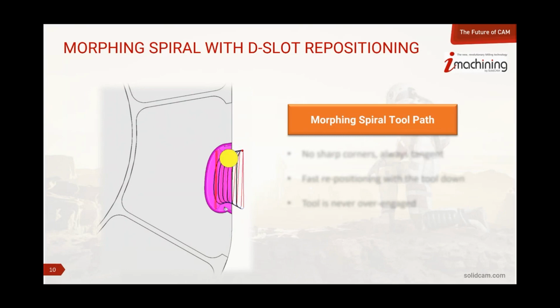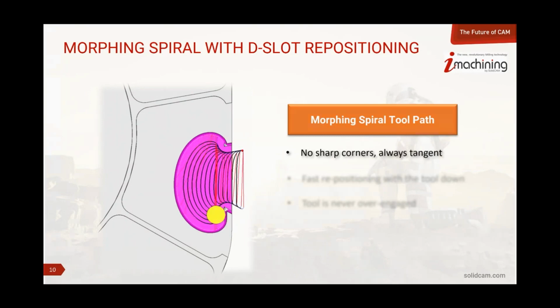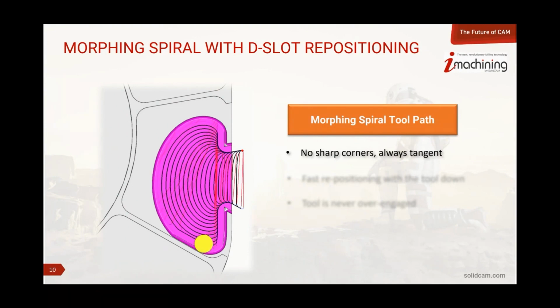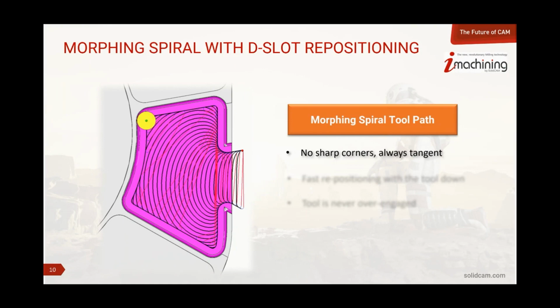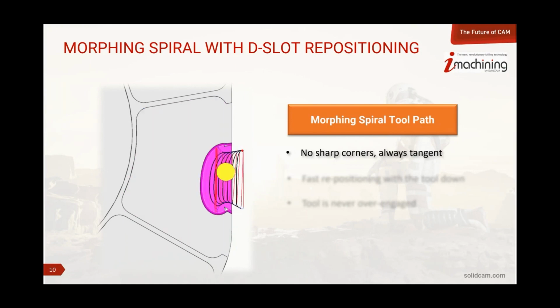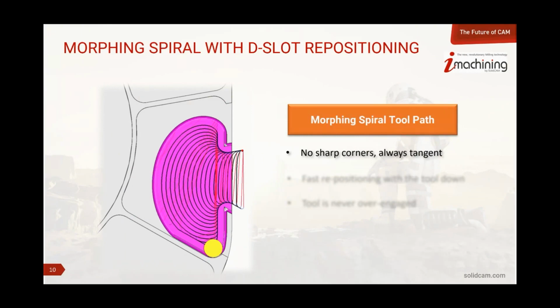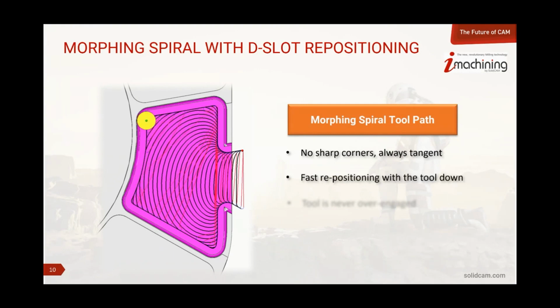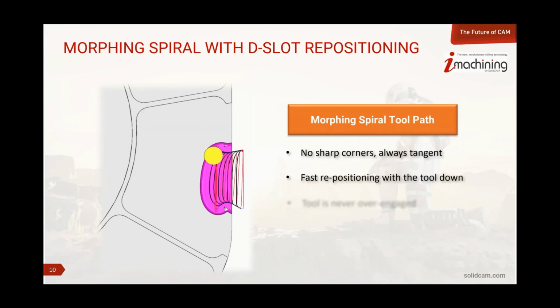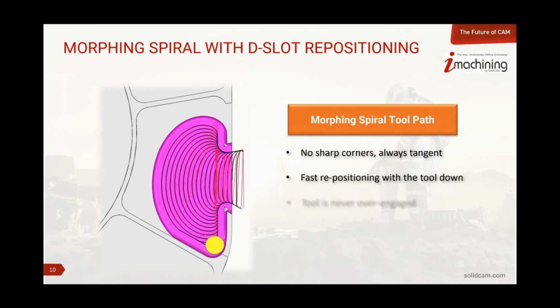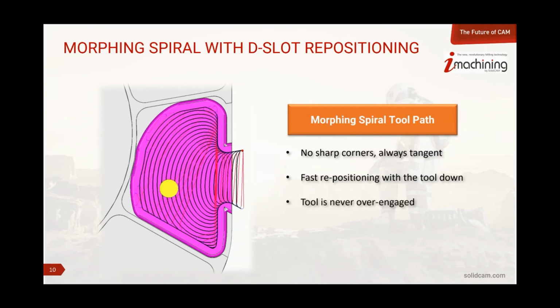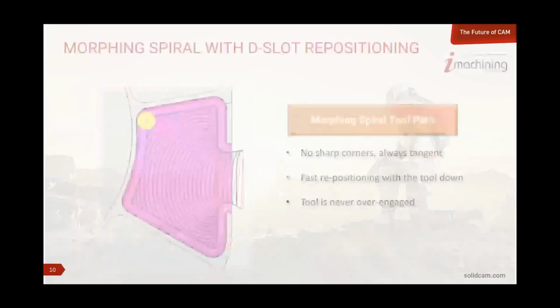Now, the way a morphing spiral toolpath works is, number one, there are no sharp corners. It's always tangent. So as you can see it beginning to move the material out of here, the morphing spiral allows it to change from one shape to another. Now, in this case, we're showing the morphing spiral combined with what we call D-slot trochoidal repositioning moves. These are fast repositioning moves that keep the tool down and don't waste time going back and forth between G1 and G0. And again, the most important aspect of this is that the tool is never over-engaged.